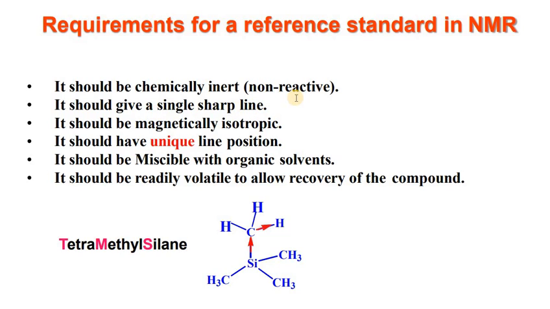that is, a signal in the spectrum, and it is magnetically isotropic. All the protons give the same signal, with a unique single line, and it is miscible with organic solvents, so it can easily mix with the molecule whose spectrum is required, and it is readily volatile after the spectrum.